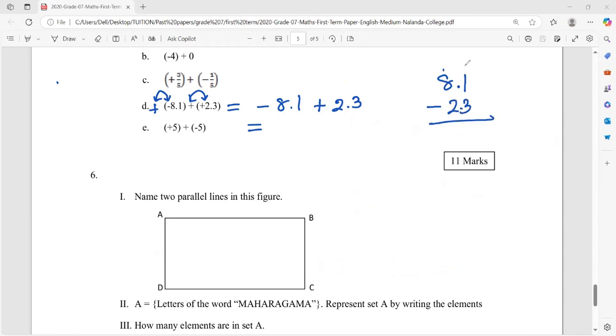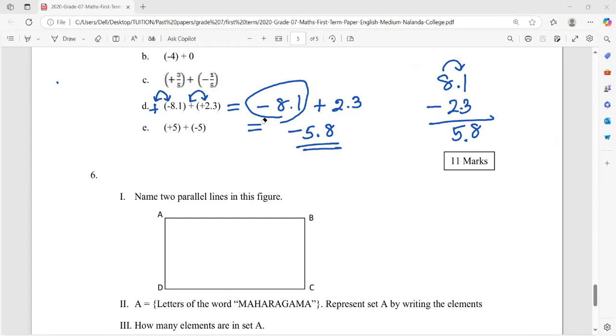So you take one from the 8, that is going to be 11. 11 minus 3 is 8. Or is 7. 7 minus 2 is 5. And it's going to be 5.8. And the larger magnitude is 8.1, and it has the sign negative. Therefore, the answer is going to be negative.